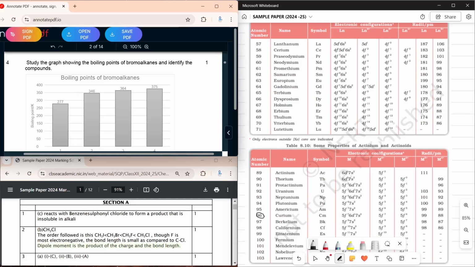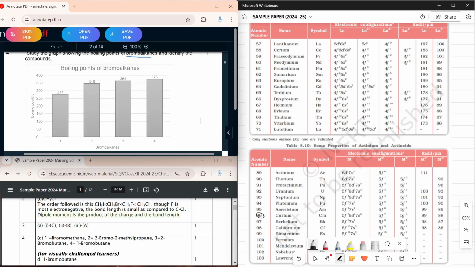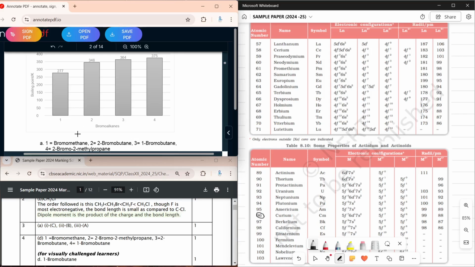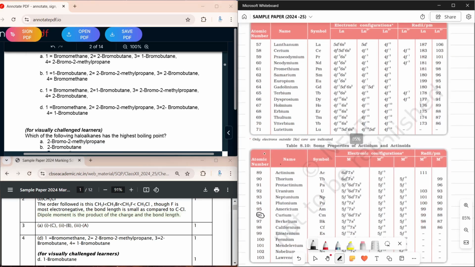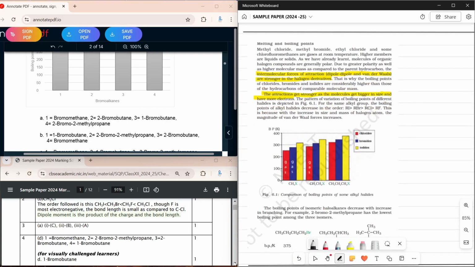Now the next one is, we need to study the graph that's given. It's a very fancy graph actually. And this is talking about bromoalkanes. So this is obviously from the chapter haloalkanes and haloarenes. Now, basically what we've been given is these options, right? We have bromomethane, bromobutane, 2-bromobutane, 1-bromobutane, and 2-bromo-3-methylpropane. Now, basically all of these are actually given to you in your textbook. This is the thing that's given in your textbook. That's what I copied and pasted over here.